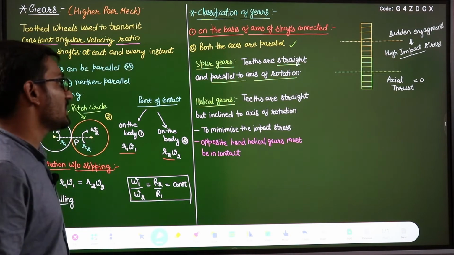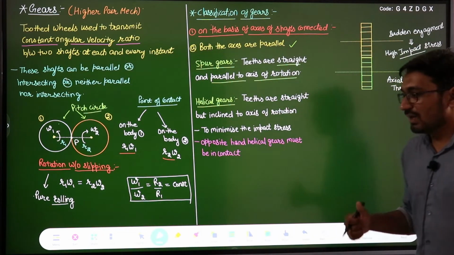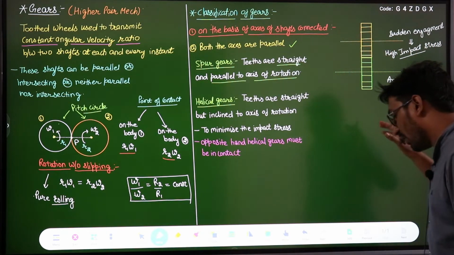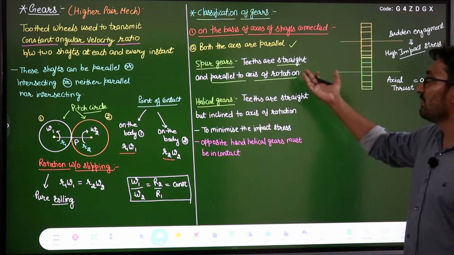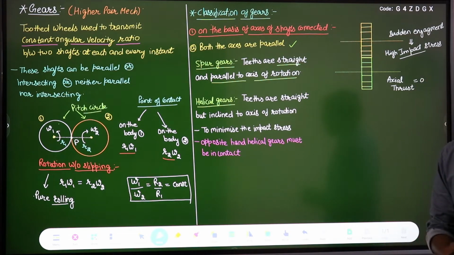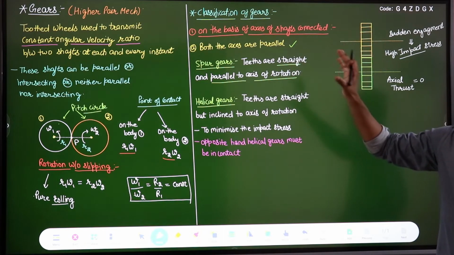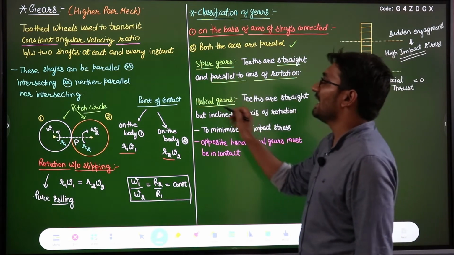But because of the sudden engagement and disengagement, high impact stress will be generated. Because of this, more vibrations will be generated, and this is not preferable for high speed. If there is a high speed, then the force will be more. So the spur gear with straight teeth parallel to the axis of rotation is limited to low speed transmission or low power transmission, right? Now, if you want to overcome this high impact stress, we prefer helical gears.